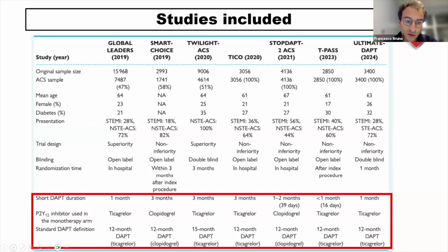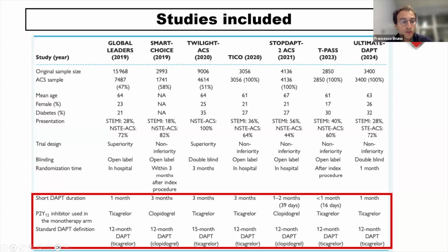If we want to focus on the last part of the table, the short DAPT duration was different between the trials. It was either 1 month of dual antiplatelet therapy, followed by 11 months of monotherapy with P2Y12 inhibitors, or 3 months DAPT followed by P2Y12 inhibitor monotherapy. The drug used was either ticagrelor or clopidogrel in 2 studies.